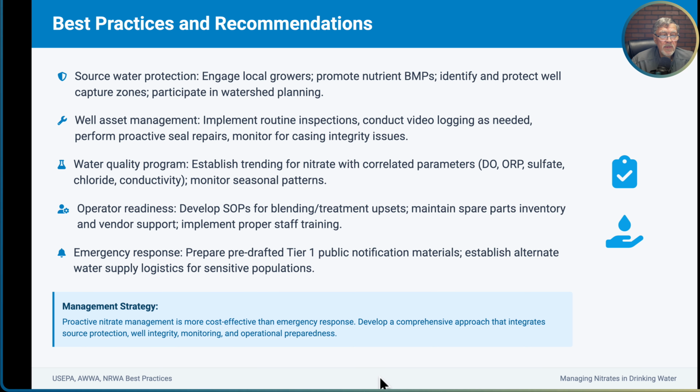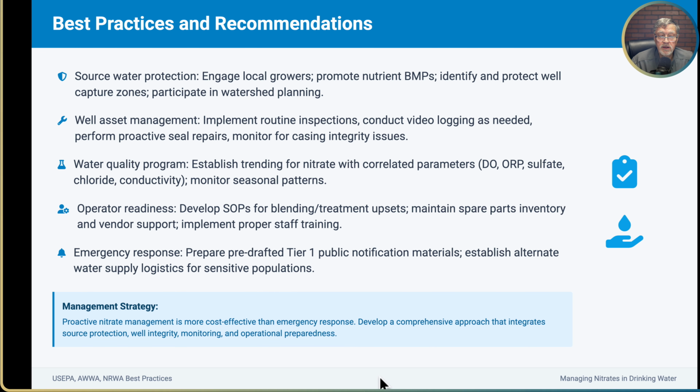Water quality, establishing trends for nitrates with correlated parameters. So you're going to want to look at not only nitrate, but how it correlates with dissolved oxygen, oxidation reduction potential, sulfates, chlorides, conductivity, and other things that can affect nitrate concentrations and the denitrification process. And you're going to want to monitor the seasonal patterns. So trends are what are important.